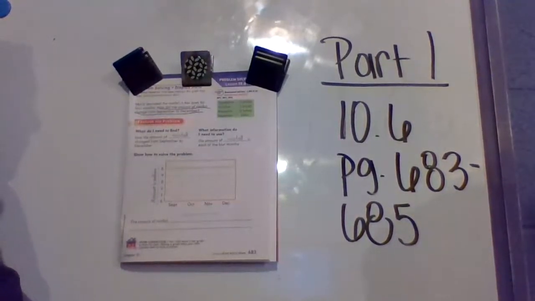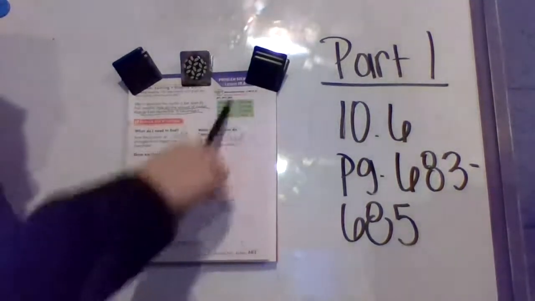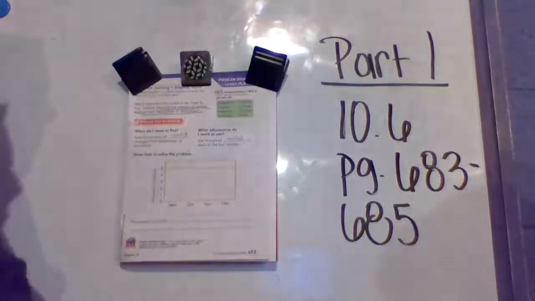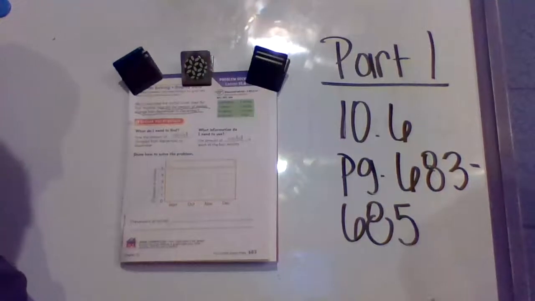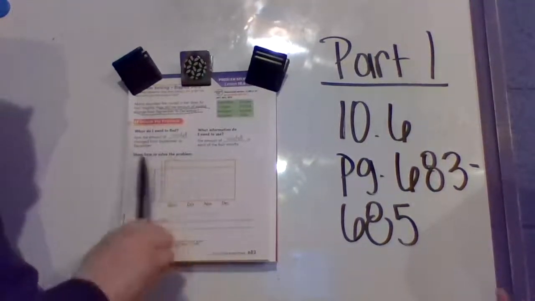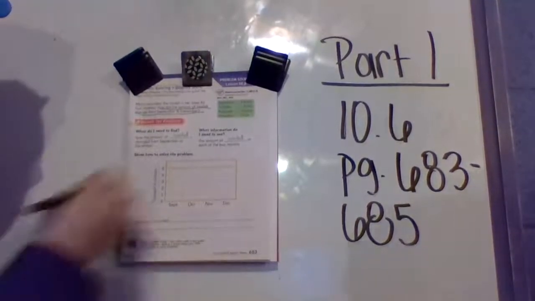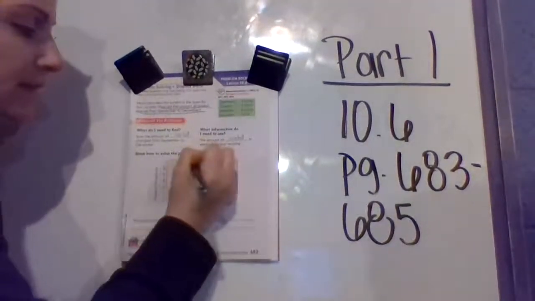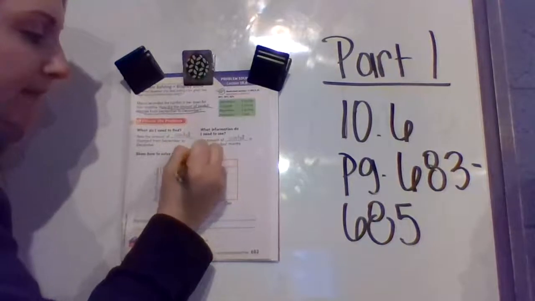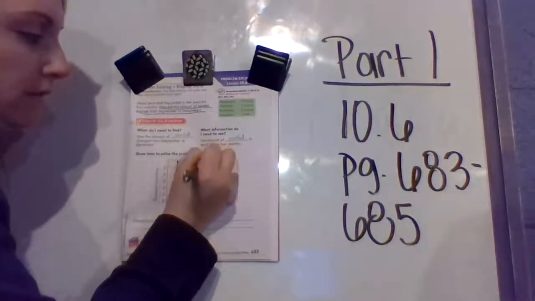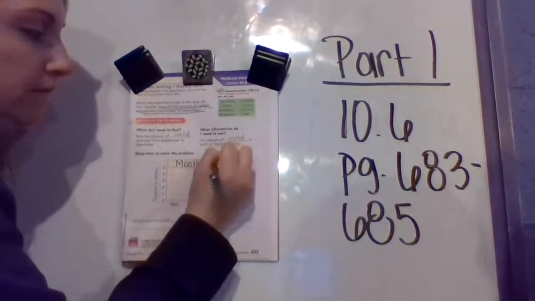Okay, so what information do we need to use? We need to use how much rainfall for each of the months. So we're going to make a bar graph to do that. So the title of our bar graph is going to be amount of rainfall in the months. So let's put like monthly rainfall. Can I write it, please?